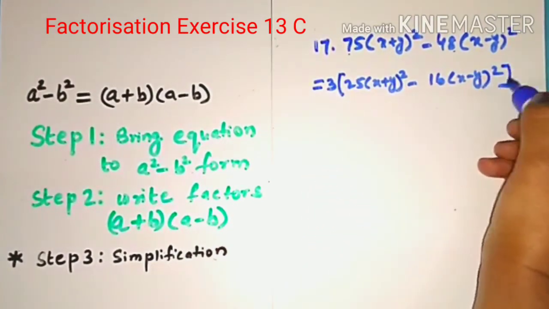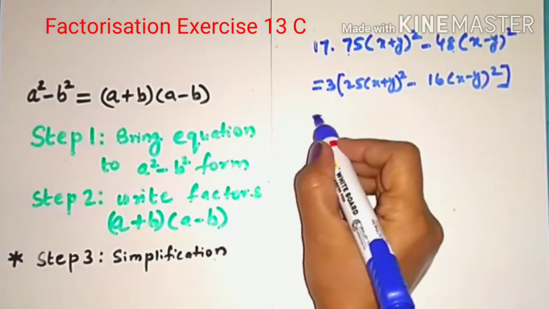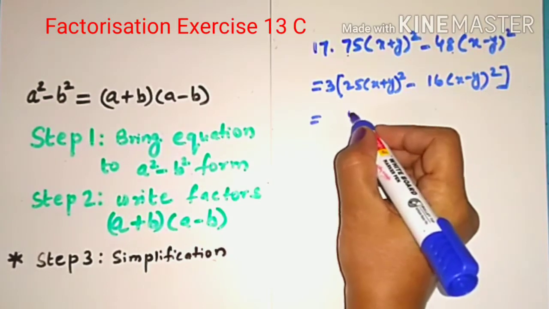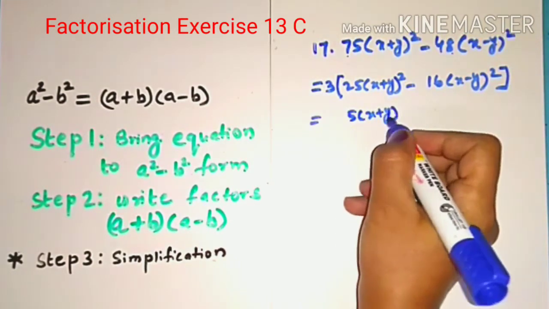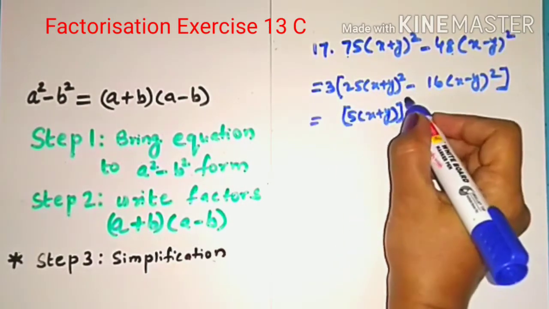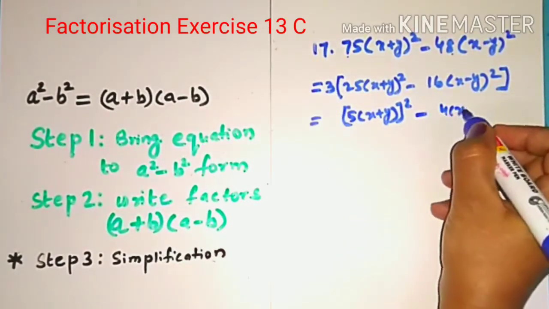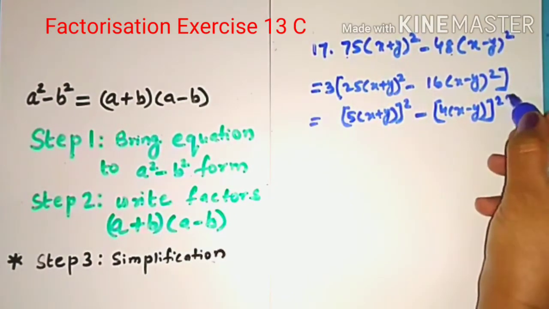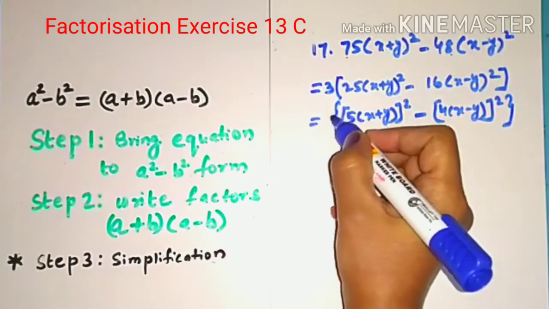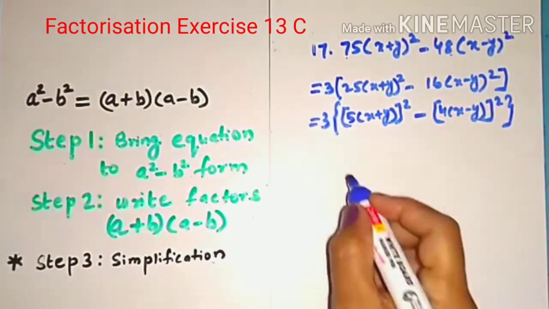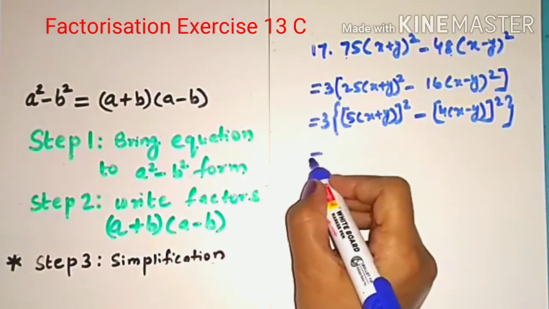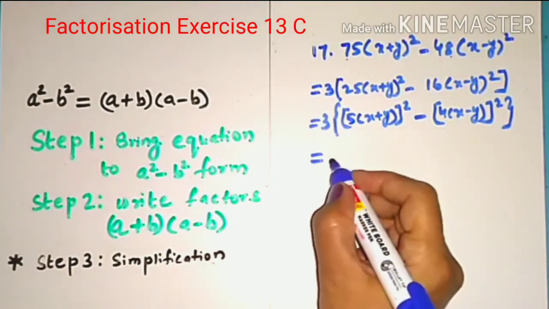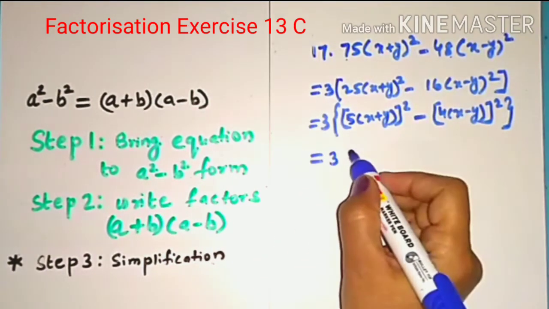Now we have, still it has to be made proper a square minus b square. So (5x plus y) whole raised to square minus (4x minus y) whole raised to square, and we have this 3 in front. This 3 we had taken out common. Now this is our a square minus b square. So this 3 will remain as it is.